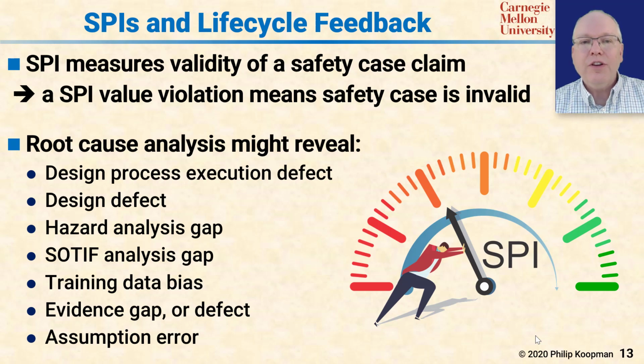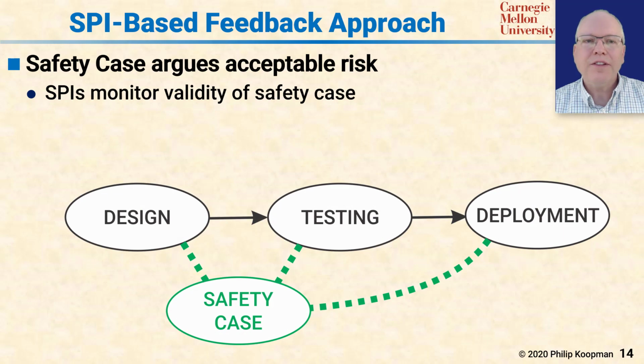So the idea is when you deploy, and even during test and even during design, you measure these SPIs and you feedback to improve your system so that the safety case becomes valid again, which usually involves changing the safety case to conform with the reality that the SPI is giving you. This brings us back to the big picture of the design, test, deployment cycle and how it fits together. The safety case argues acceptable risk, and it's going to have to be connected to deployment as well as testing and design. And the SPIs monitor the validity of the safety case.